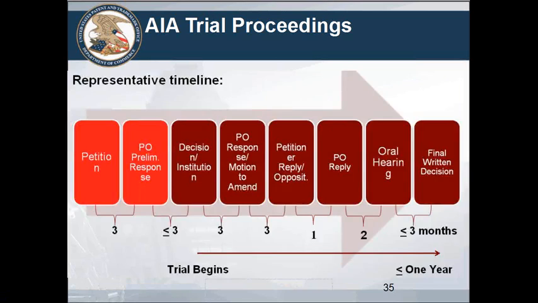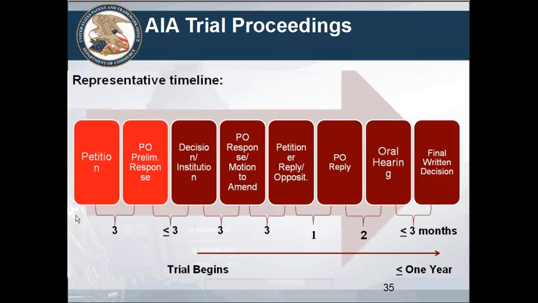So this is a timeline that we've come up with to illustrate how we expect the proceedings to work. Each proceeding will start with the filing of a petition, and this is, I should clarify, for PGR, IPR, and CBM. This would not be the same timeline for derivation.